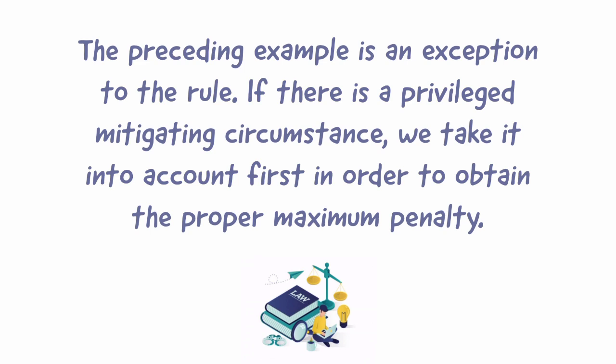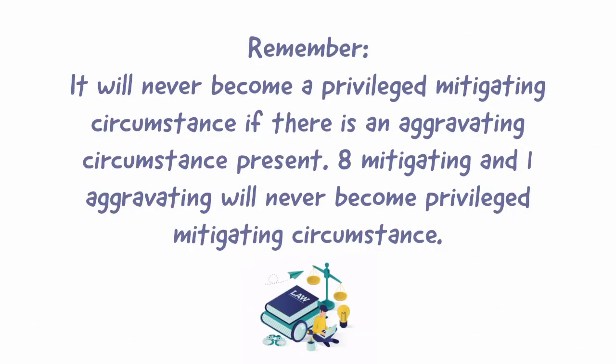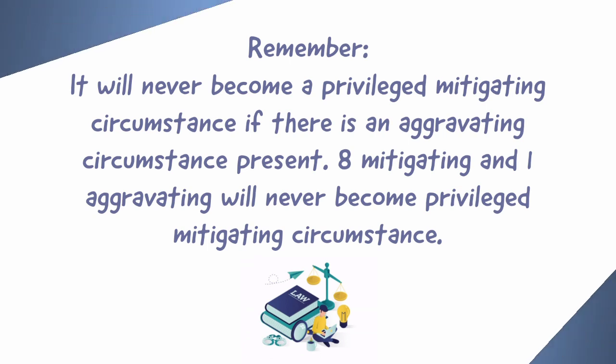If there is a privileged mitigating circumstance, we take it into account first in order to obtain the proper maximum penalty. Then, from that maximum penalty, we obtain the proper minimum penalty by getting the penalty 1 degree lower. Same rule applies as to the period of the minimum penalty. Remember, it will never become a privileged mitigating circumstance if there is an aggravating circumstance present. 2 mitigating and 1 aggravating will never become privileged mitigating circumstance.